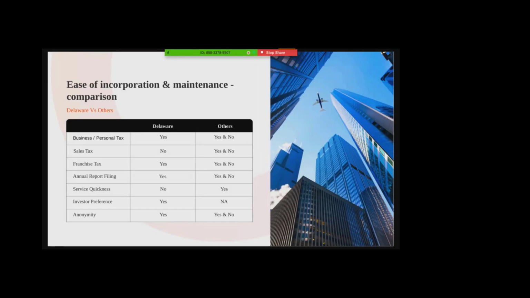And then service quickness. From our own experience, we have seen that Delaware is the slowest state in terms of services compared to all the other 49 states. Most of the other states have gone digital, while Delaware still has not gone so much. So it is still moving very slowly.